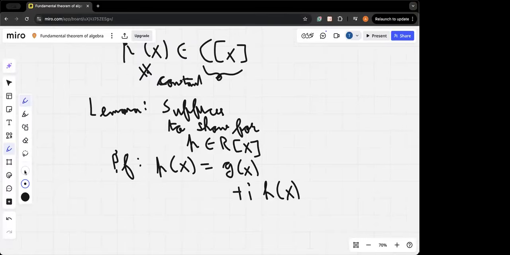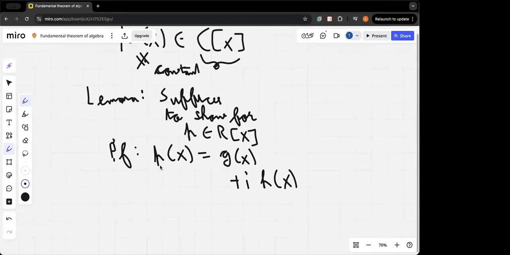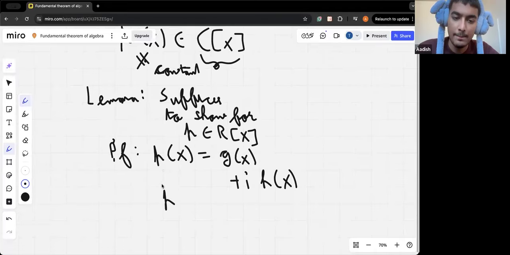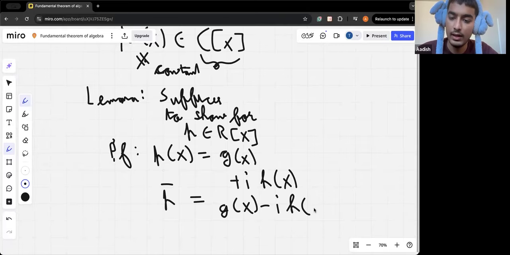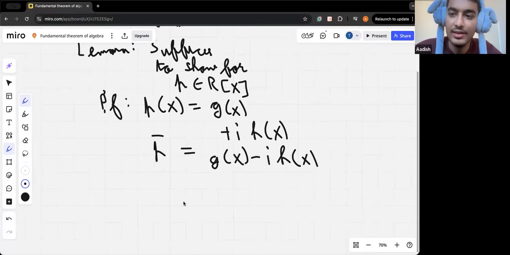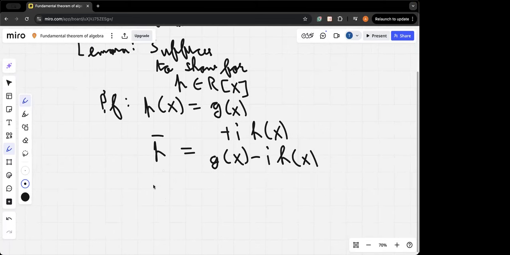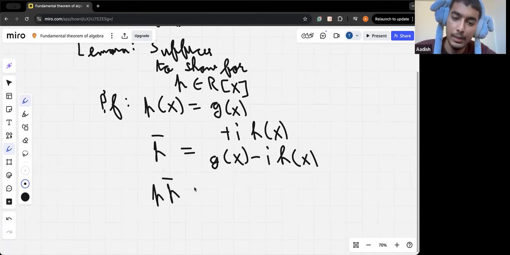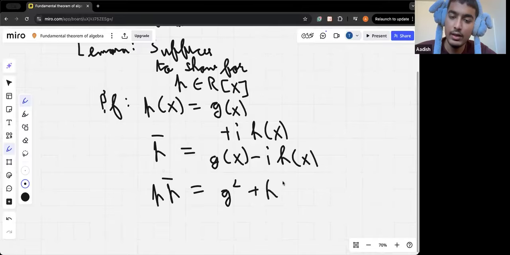Can you look at P conjugate or something? Yep. So P conjugate will be g(x) minus i h(x). And I'll start writing p instead of p(x) from here on because I'm tired. And after P conjugate, what do we do? You can multiply because you want some real coefficient popping up. Correct. So P times P conjugate, that's g squared plus h squared. This has real coefficients.